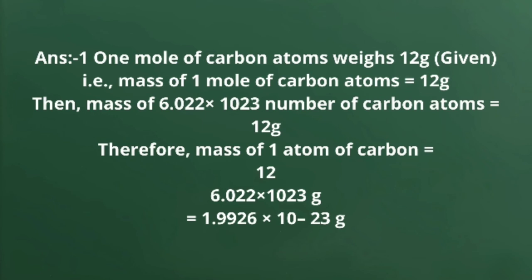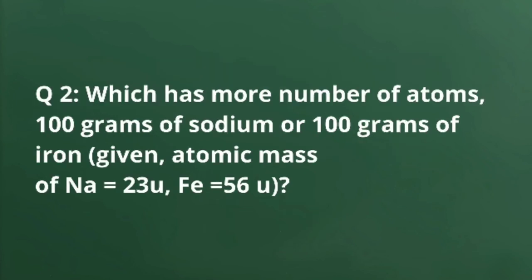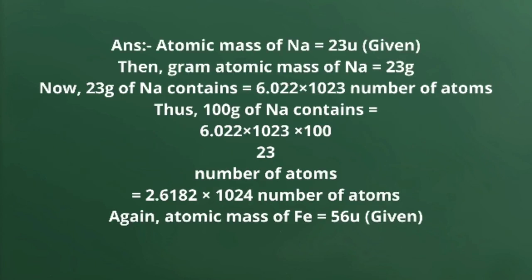Answer. Question number 2. Which has more number of atoms, 100 grams of sodium or 100 grams of iron, given atomic mass of sodium is equal to 23U and Fe is equal to 56U. Friends, see the answer. Atomic mass of sodium is equal to 23U given. Then gram atomic mass of sodium is equal to 23 gram.